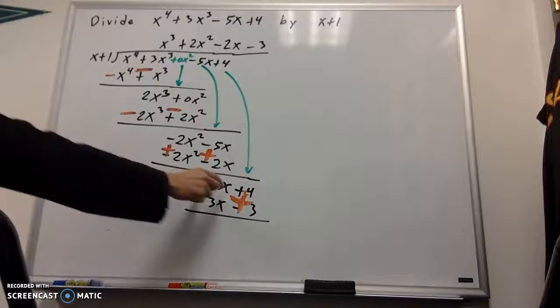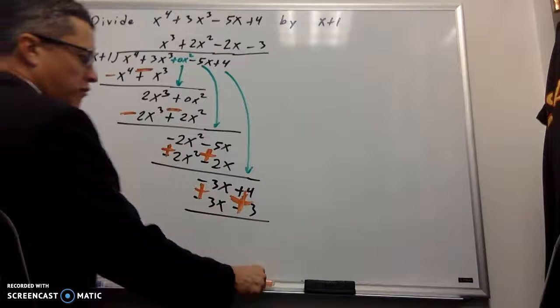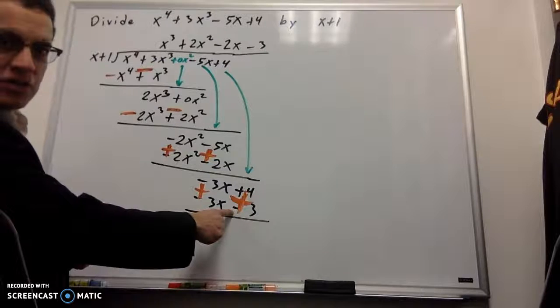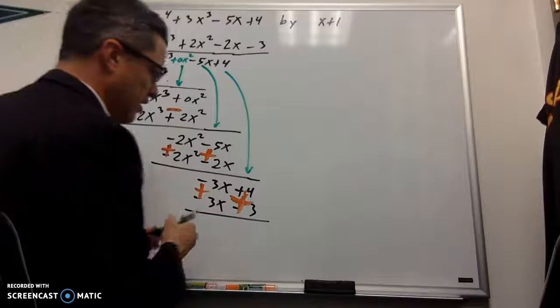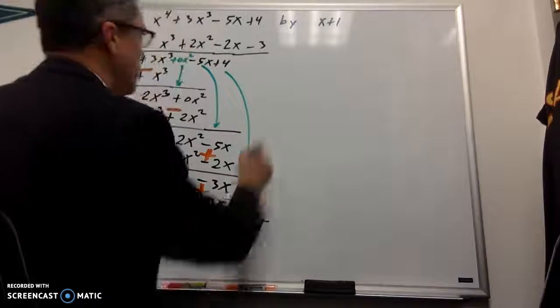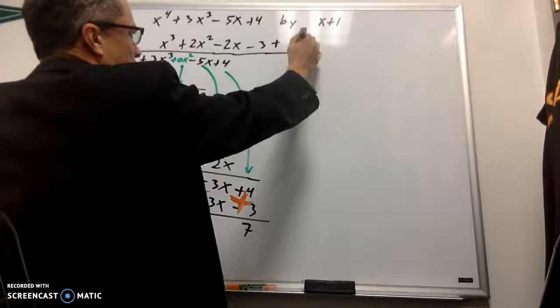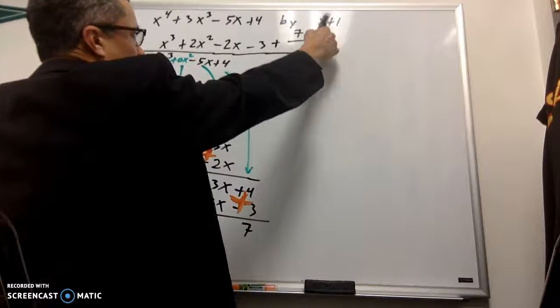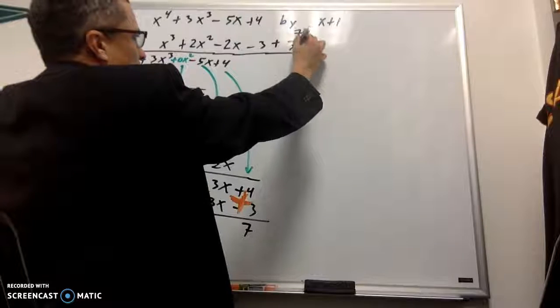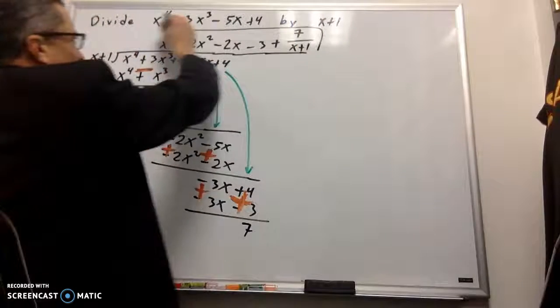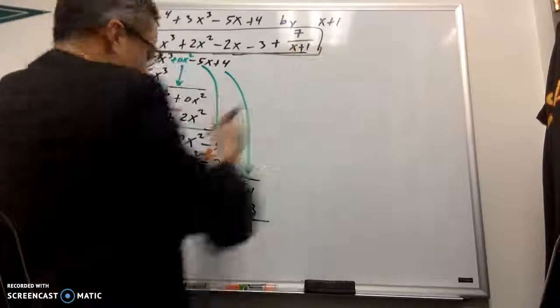So, negative 3x plus 3x drops out. 4 plus 3, right? That's not minus 3, it's plus 3, is going to be a 7. And that's the remainder. So we're going to write this as plus the remainder of 7 over the divisor, which was x plus 1. Okay, so that problem is now done.